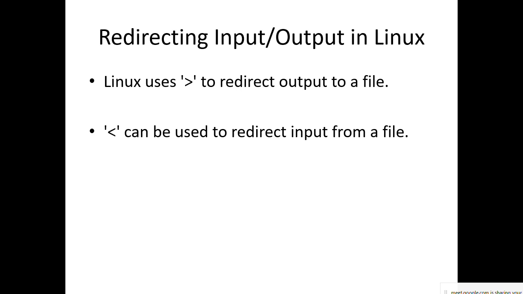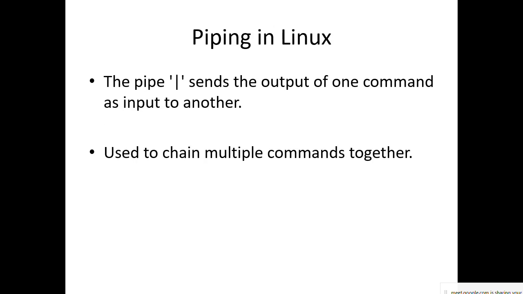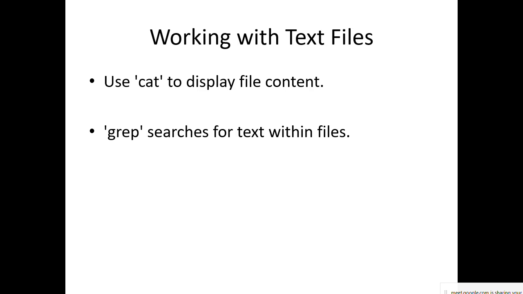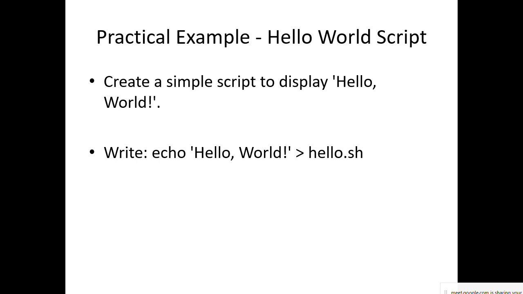Redirecting input or output in Linux. Linux uses the greater than symbol to redirect output to a file, and the less than symbol can be used to redirect input from a file. Piping in Linux. The pipe sends the output of one command as input to another, used to chain multiple commands together. Correct. Working with text files. Using cat, we can display the file content, and grep will search for text within the files. Correct.